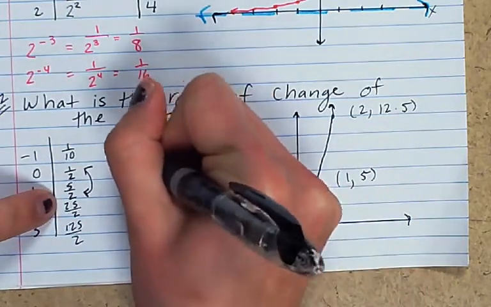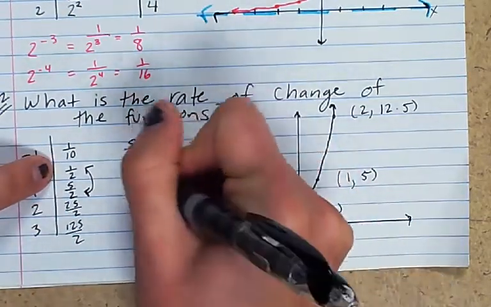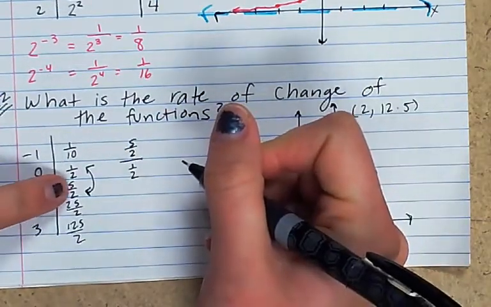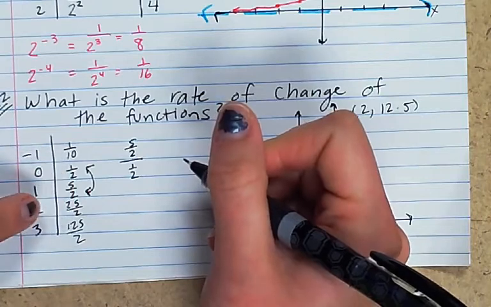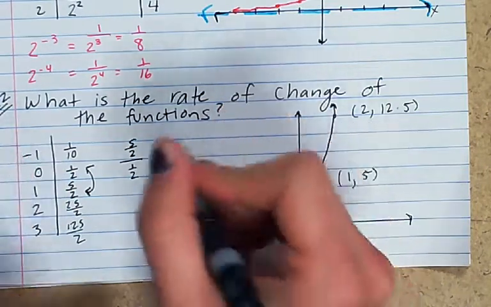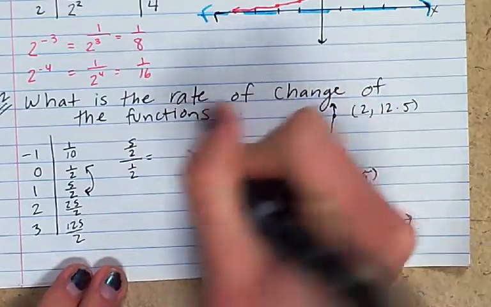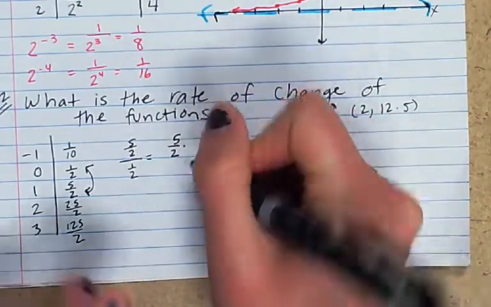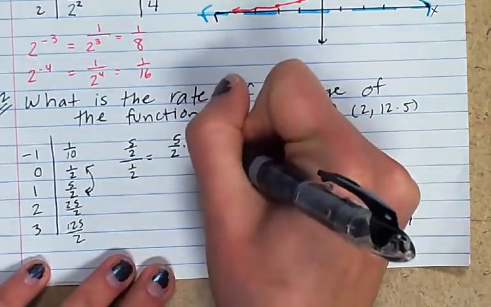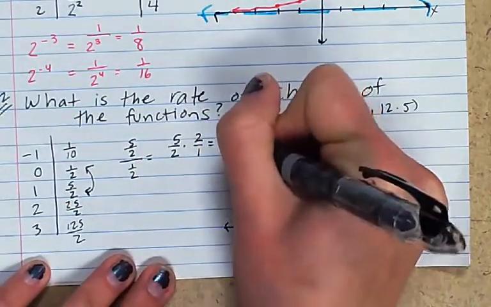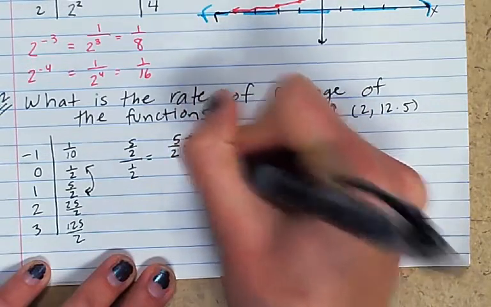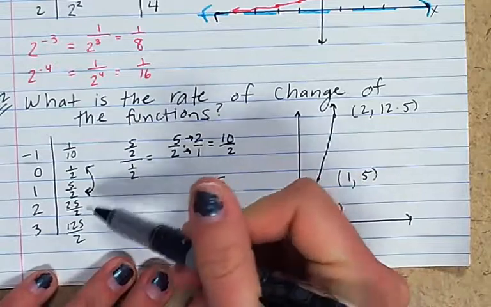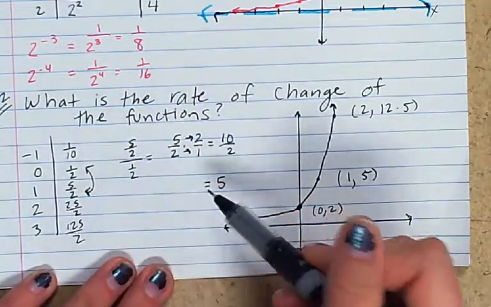So I'm going to go 5/2. And I'm going to divide it by the 1 above it, 1/2, because its x coordinate was 0. So bigger x, so you're only looking at the y values, but you choose the one with the bigger x coordinate first. So if we divide those, remember when you divide fractions, keep, change, flip: division to multiplication, and flip the second fraction. So that ends up being 10/2, which simplifies to 5. So the rate of change here in this function from the table is 5.